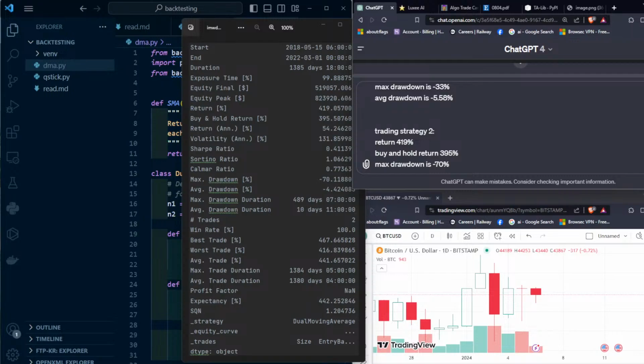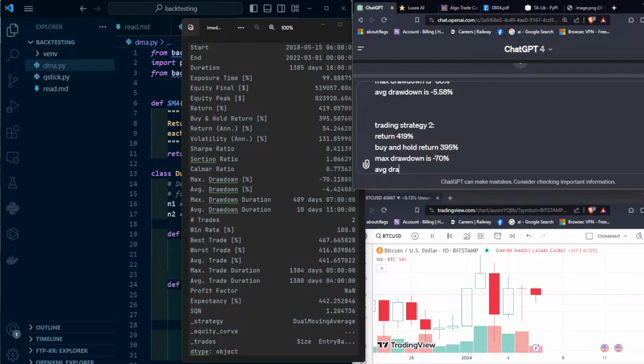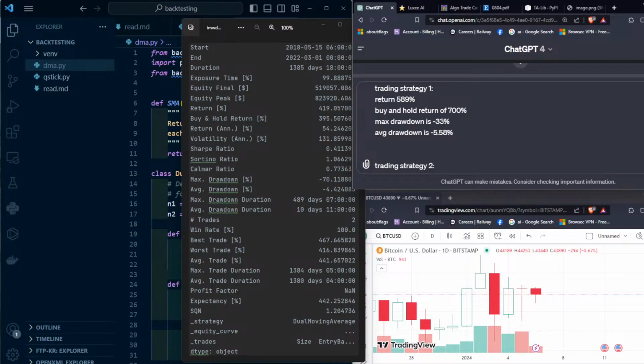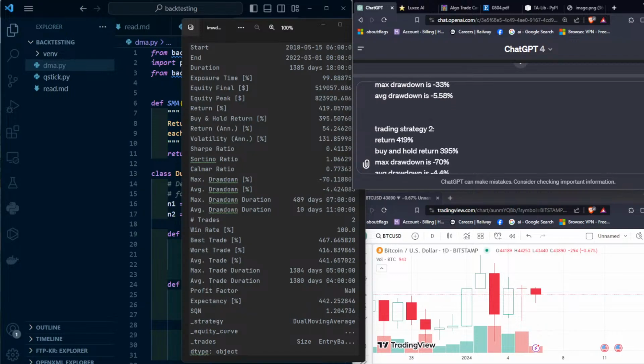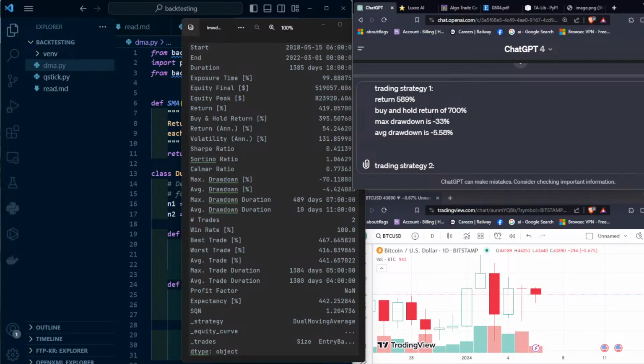So max drawdown is 70%. Where is it? Okay. And average drawdown is minus 4.4%. Compare these. I mean, I should provide it with more information because this is not enough to compare the two trading strategies, but we can just compare them only regarding these aspects.